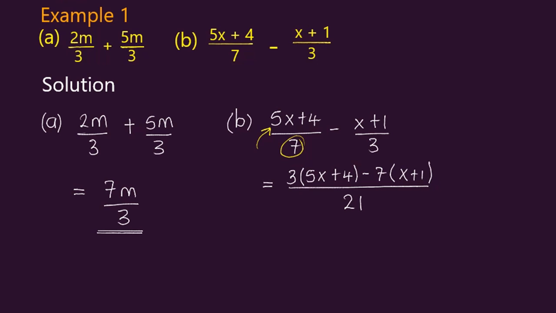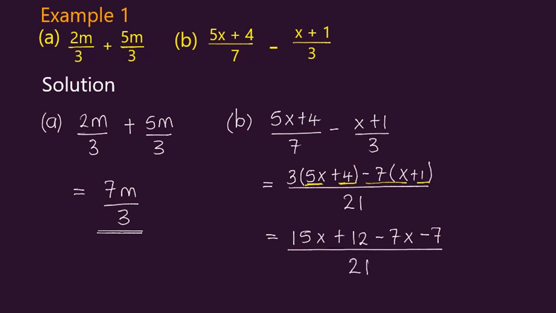Alright, so let's simplify. Here we're just simplifying the numerator, the brackets. We start with the first one. We have 3 multiplied by 5x, and we get 15x. We have 3 multiplied by 4, and we get 12. We have minus 7 multiplied by x, we get minus 7x, and minus 7 multiplied by 1, we get minus 7, and this is all divided by 21.